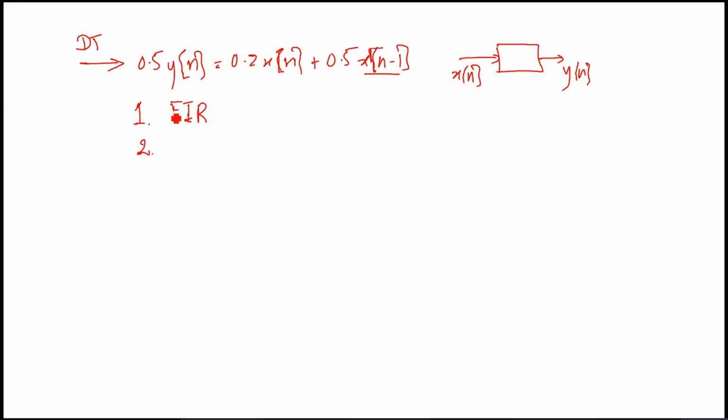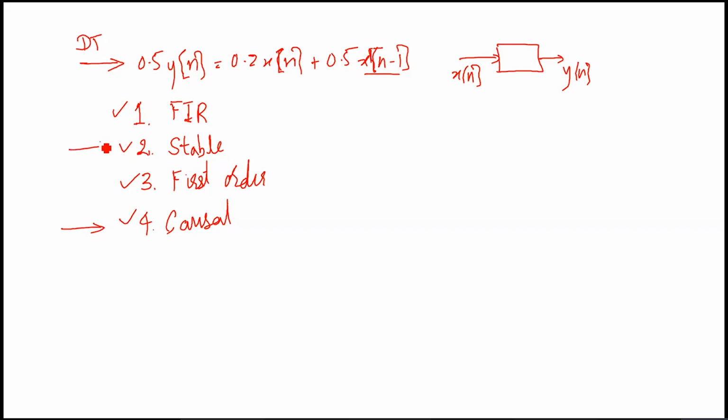Okay, so we can say that this is FIR, and as I mentioned, FIRs are always stable. Your IIR may or may not be stable but if it is an FIR, it will always be stable. Next, this is a first order system. Next, we don't see any n plus term present here, so it's a causal system. So you see that just by looking at this equation, we were able to say so many things: FIR, stable, first order, causal.